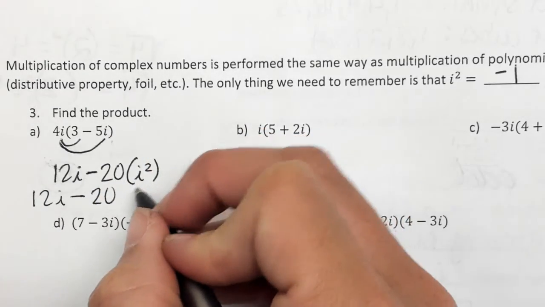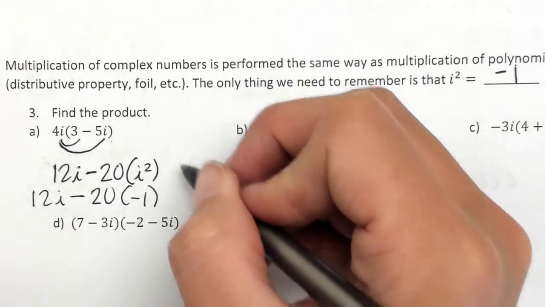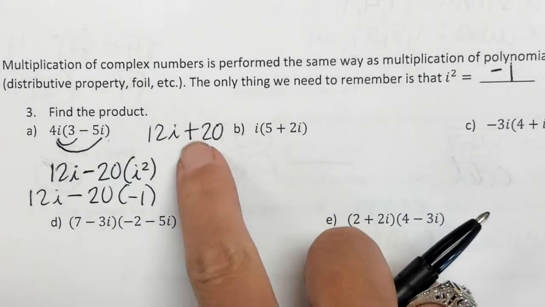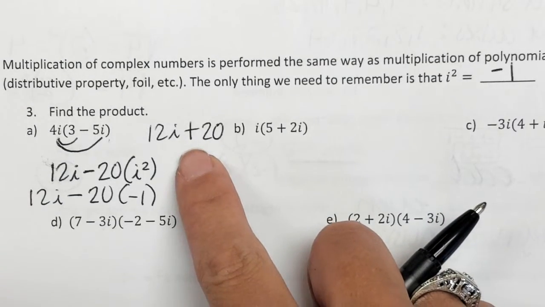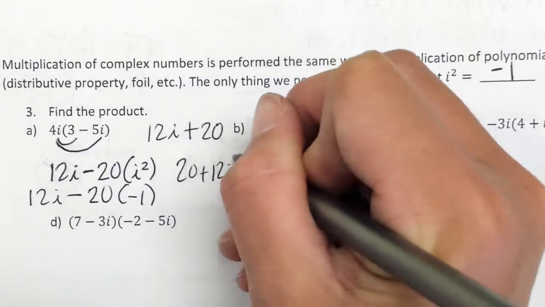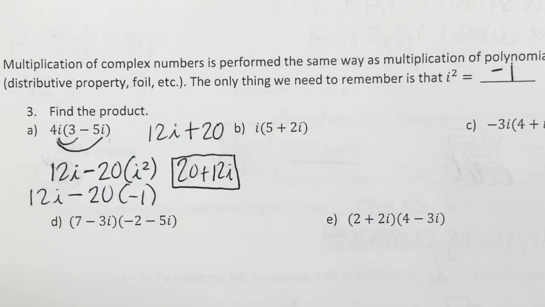What is I squared? Good. So this would be what? Good. Do I want you to leave your answer like this? No. Good. So make sure you swap them around, 20 plus 12i, because the real part always needs to come first in complex numbers. Questions?